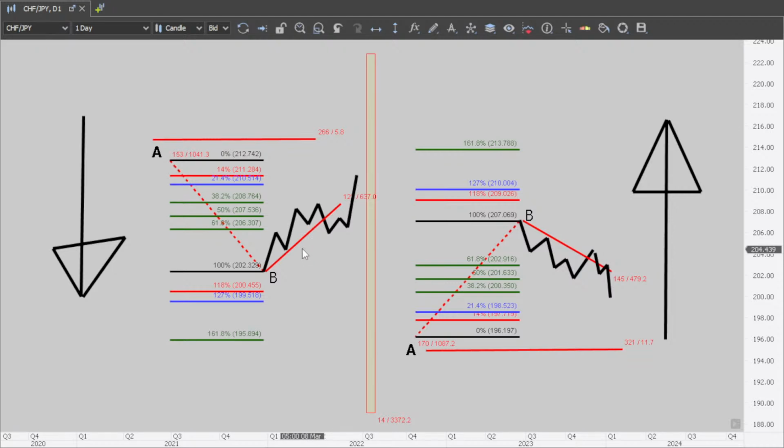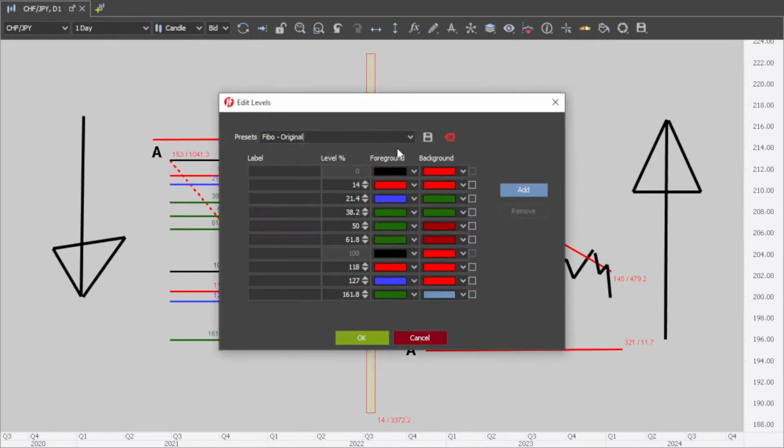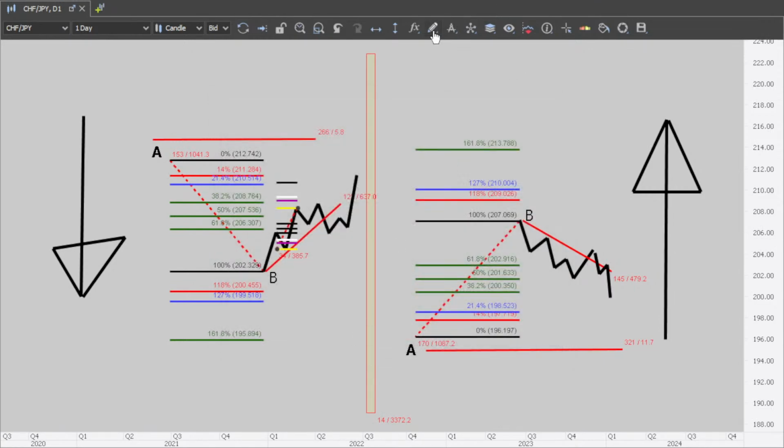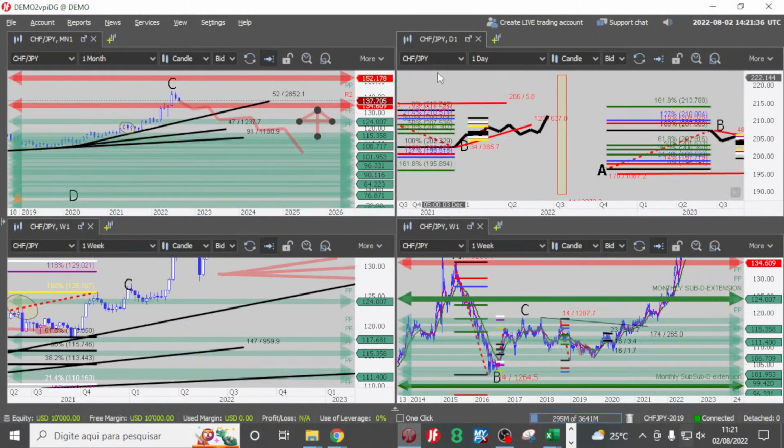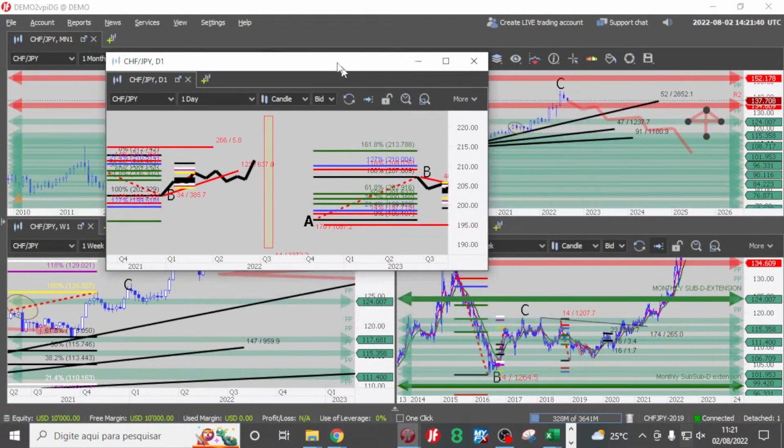Make sense? So this is the Contrarian Fibonacci. We're going to change colors. And in an up Fibonacci sequence, this is a Contrarian Fibonacci, right? We're going to change colors and exit screen and undock, something like this.